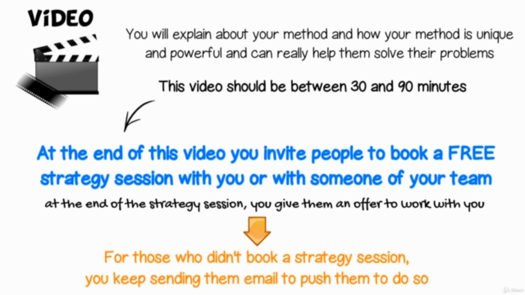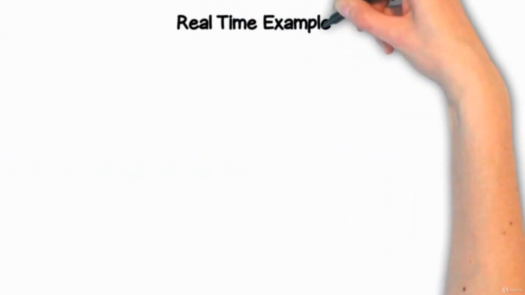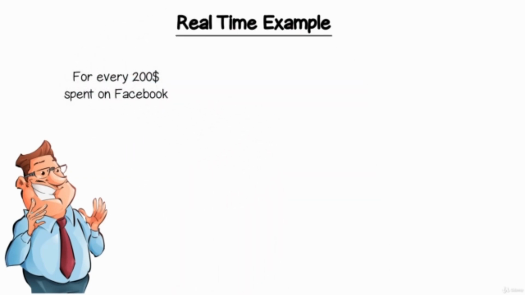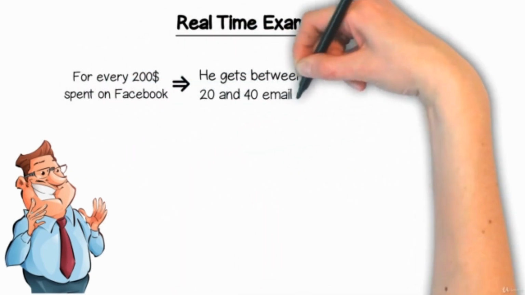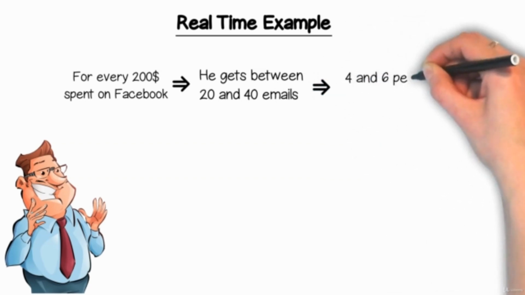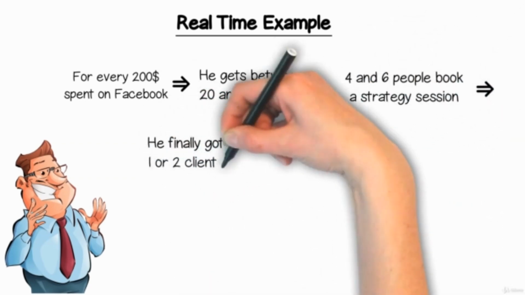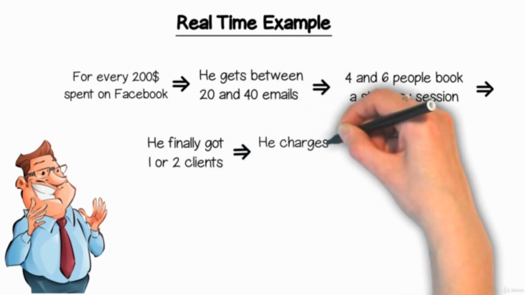Let me give you an example. I know the numbers I'm going to give you will be different depending on your niche, your target audience, and your ads. But I will give you an example of the numbers of one of my clients who I helped boost his business. For every $200 he spent on Facebook, he gets between 20 to 40 emails. Between 4 and 6 people book a session with him, and he finally gets 1 or 2 clients.